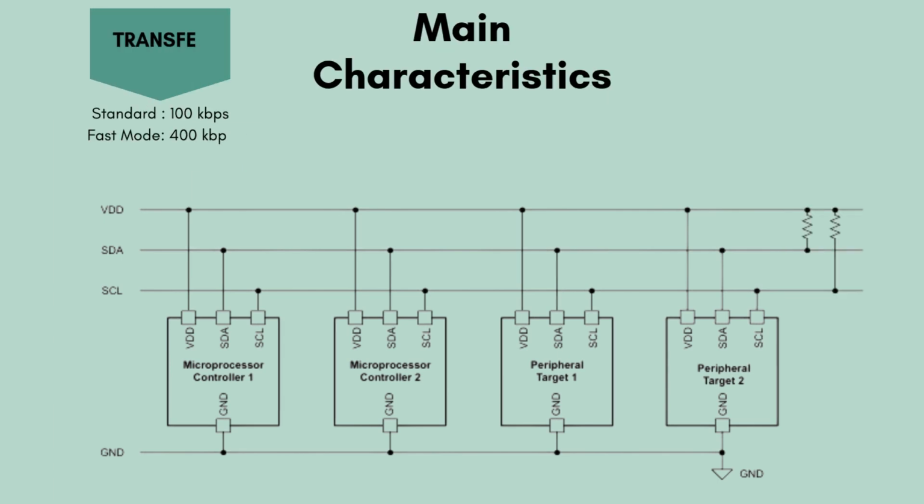For the transfer speed, I2C usually has a standard mode of about 100 kilobits per second, fast mode of 400 kilobits per second, fast mode plus of 1 megabit per second, and high speed mode of 3.4 megabits per second.